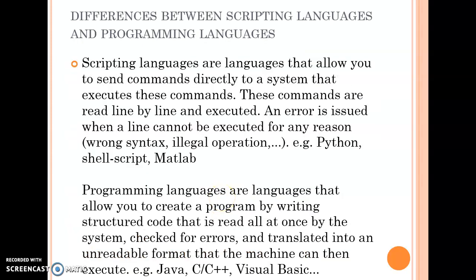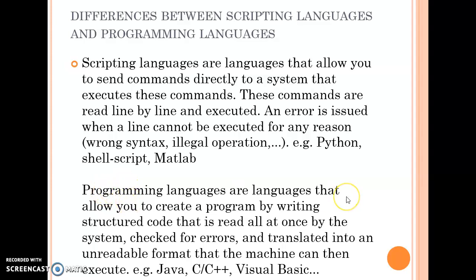So what is the difference between scripting language and programming language? Scripting languages are languages where you send commands directly to a system that executes these commands. These commands are read and executed line by line because scripting languages are interpreted languages. An error is issued when a line cannot be executed for any reason, and execution stops. Examples are Python, shell script, MATLAB.